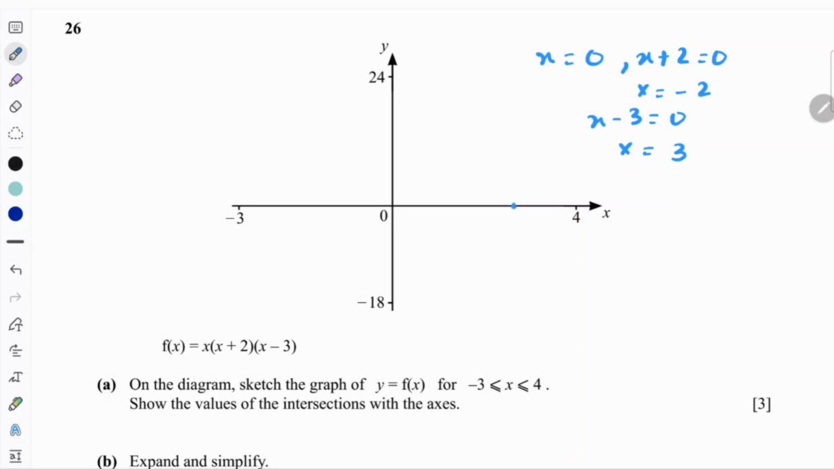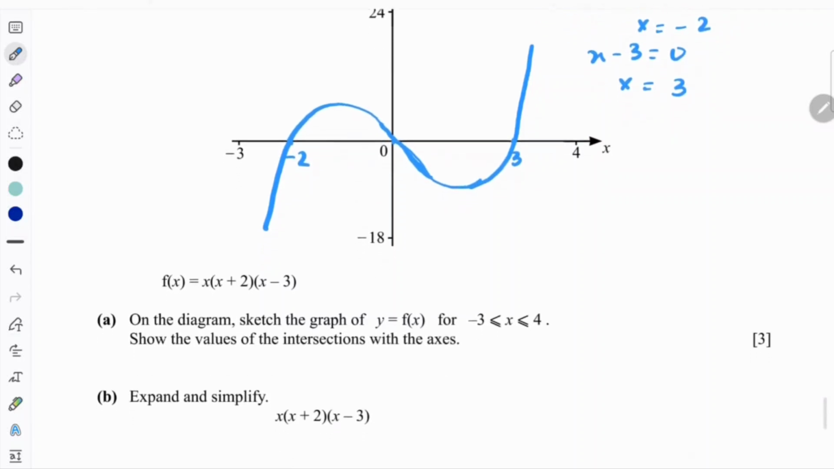For example, if 4 is there, then 3 is there, and minus 2 can be, and we have 0 as well. So here they are asking us for the points of intersection with the axes. So 0 is the point of intersection for the y-axis and 3 and minus 2 for the x-axis. So just make it. So this is the sketch for this cubic equation, which is minus 3 to 4.